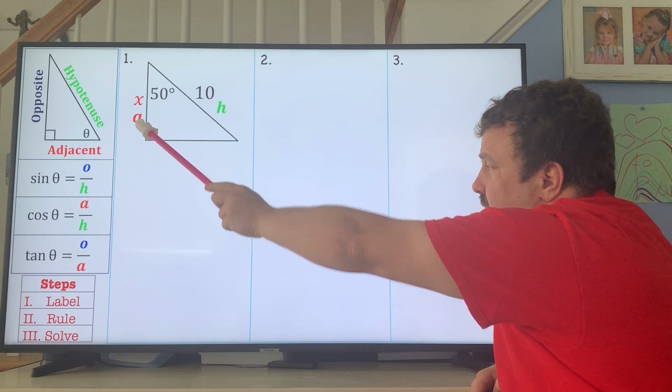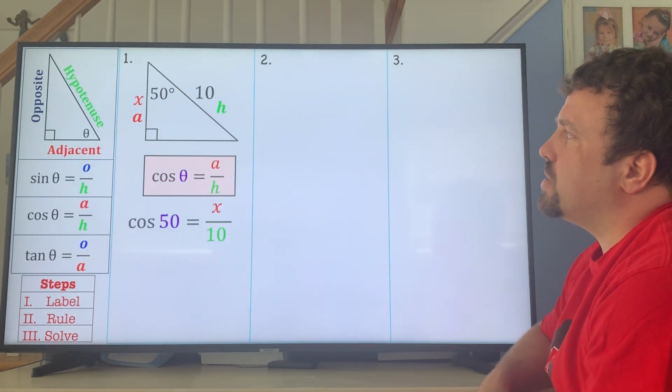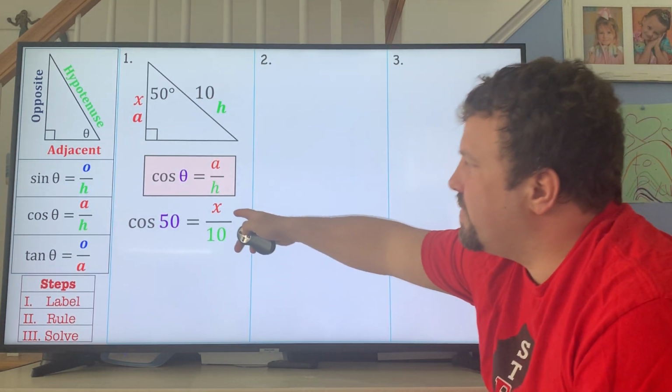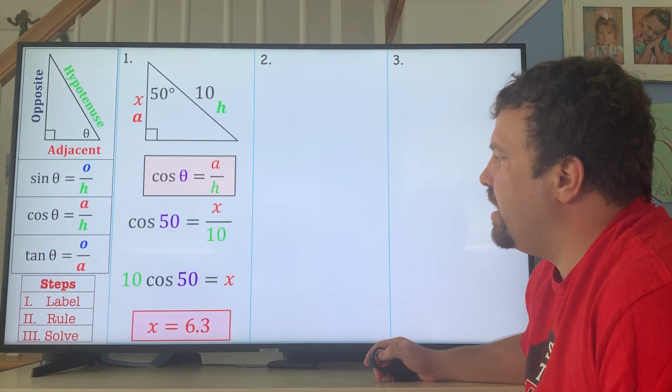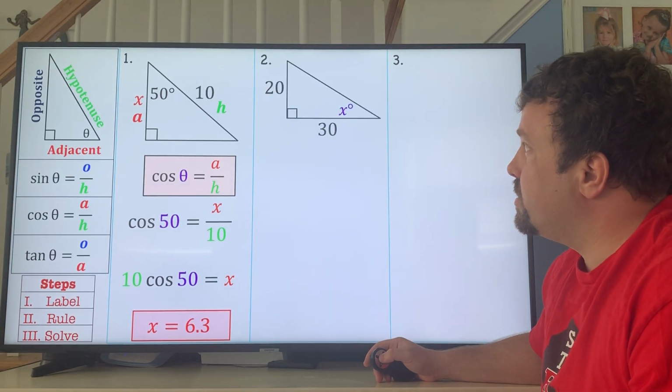That's your hypotenuse, that is your adjacent. Adjacent and hypotenuse is cosine. So what you have is cosine 50 degrees equals x over 10. Since the variable is in the numerator, multiply by 10: 10 cosine 50 equals 6.3. All right, that is a side length. Number 2.